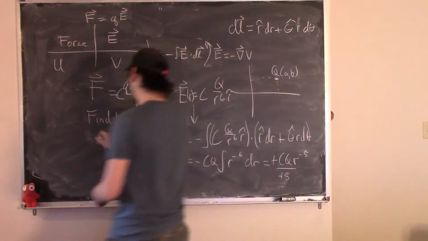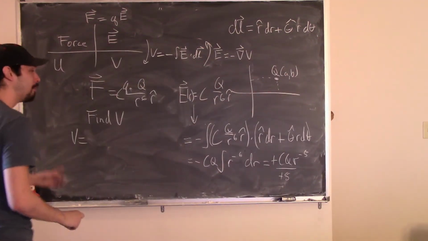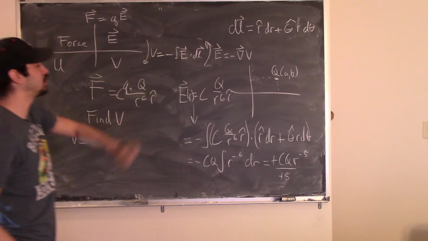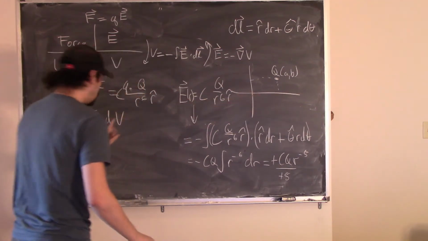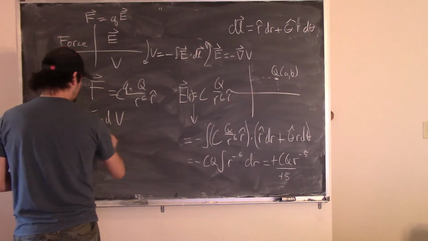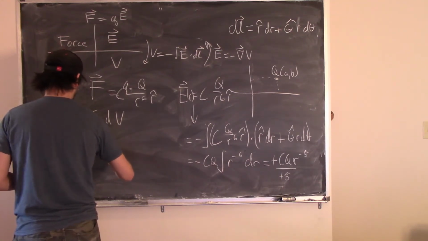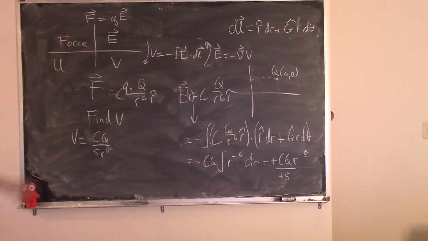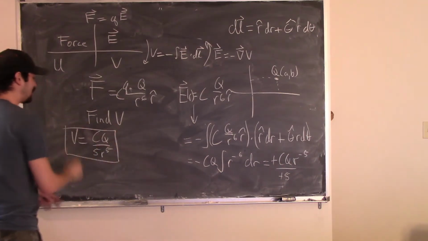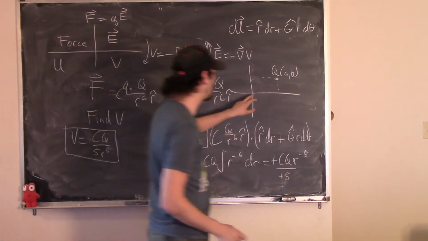And so what we see is our electric potential function, if the charge was at the origin, is going to be V is equal to CQ divided by 5r to the 5th. This is our electric potential function if the charge capital Q is at the origin.